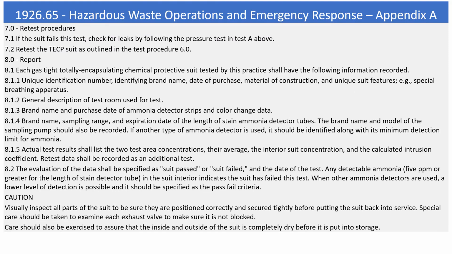7.0. Retest procedures. 7.1. If the suit fails this test, check for leaks by following the pressure test in Test A above. 7.2. Retest the TECP suit as outlined in the test procedure 6.0.